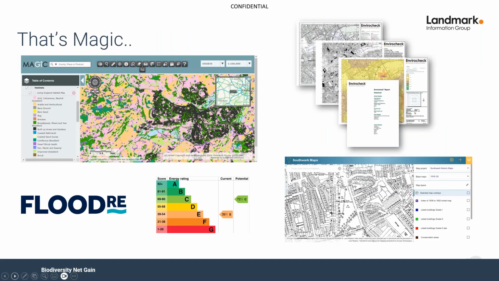And you may be familiar with some of the services we also provide. We currently run the Magic website on behalf of the government. We also provide EnviroCheck reports for phase 1 desk studies to support contaminated land condition planning applications. We're also involved with Flood Re, and host the EPC registers on behalf of the government. And we have provided historical mapping to over 200 local authorities, either used internally within in-house GISs or online via web portals.